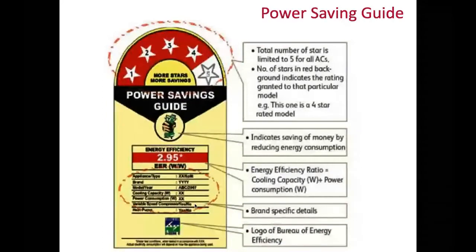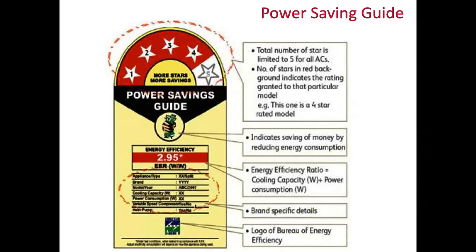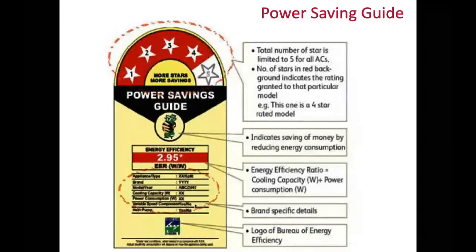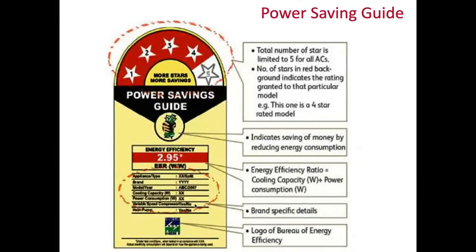And BEE revises the star rating of air conditioners from time to time. Hence, a 5-star AC in the previous year may become a 3-star AC, and the next year, after revision of the rating takes place, it would be a lesser one. And you may recognize the validity of the label from the label period mentioned on that label, right?